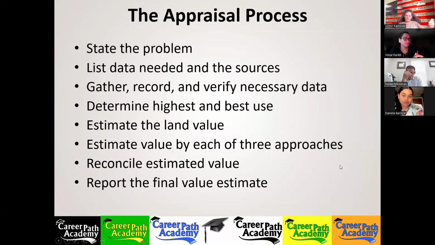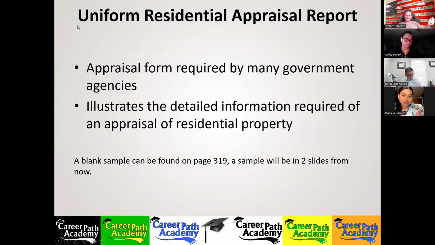Okay, so the process that the appraiser goes through is they got to state the problem and figure out what the problem is they're trying to figure out, and then list all the data that they need and the sources for that data. They gather, record, and verify that necessary data to determine its highest and best use, estimate the land value, and estimate the value by each of the three approaches, which we call reconciliation. So then they reconcile the estimated value, and then they report the final value estimate. So that's the appraisal process. Okay, we don't need to study the appraisal process, so don't worry about that.